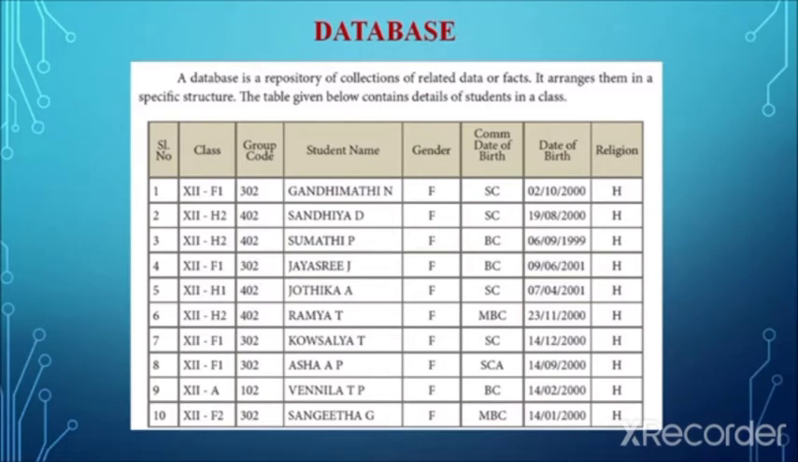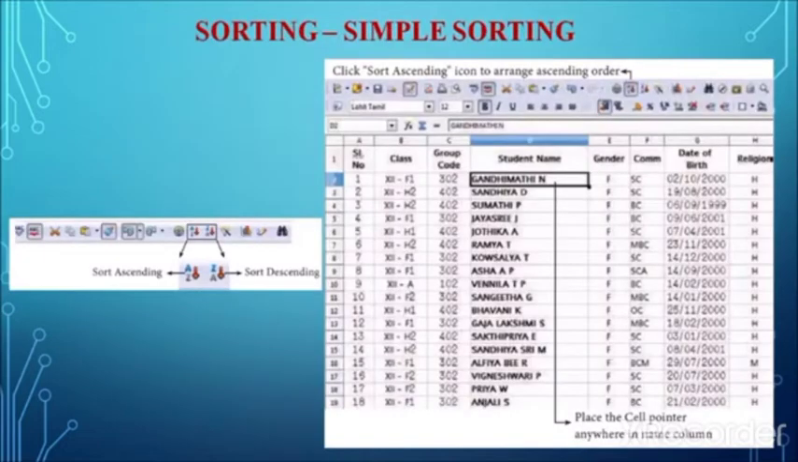Here the entire collection of related data in one table, we call it a file, or we can name it a table. Each row, which is horizontally aligned, represents a record, and each column, which is vertically aligned, represents a field. These are the two terms used in the database. Next we are going to see the concept called sorting.